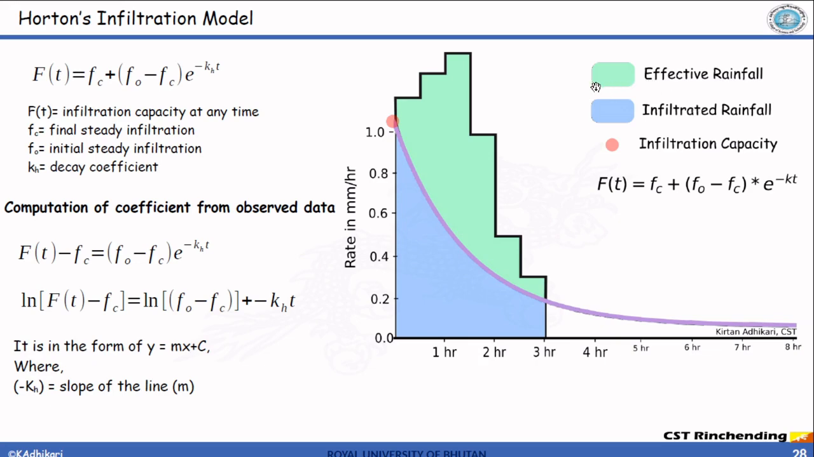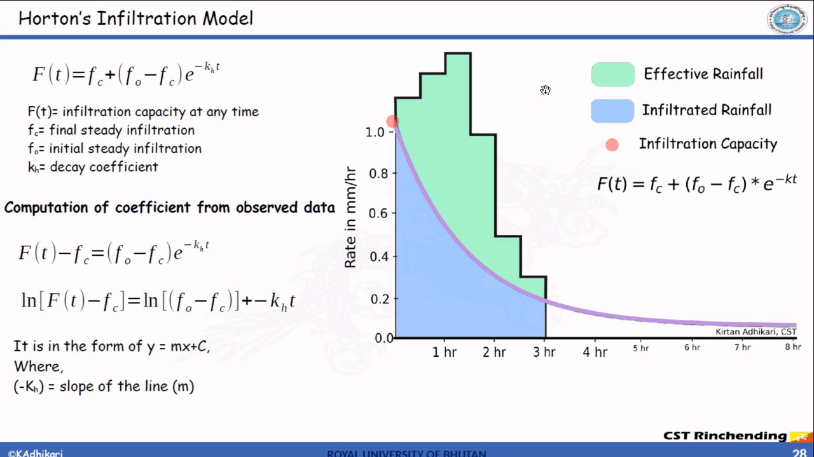With this, let's continue with the models to represent the infiltration mathematically. There are many infiltration models available in the literature, such as Horton's model, Phillips model, Kostiakov model, and Green-Ampt model. However, we will only focus on Horton's model.